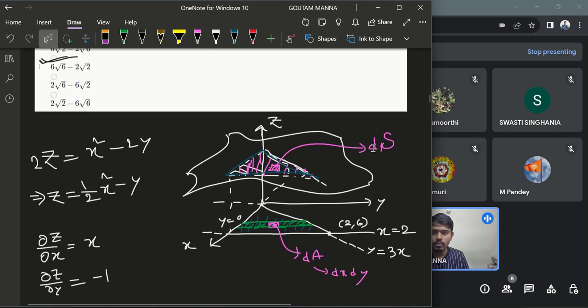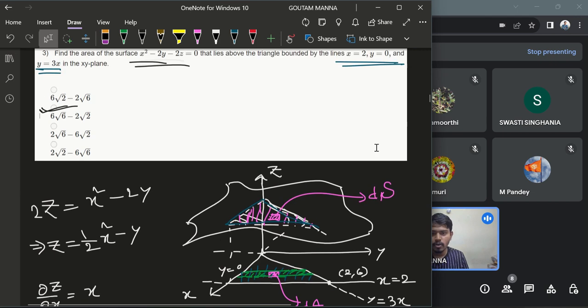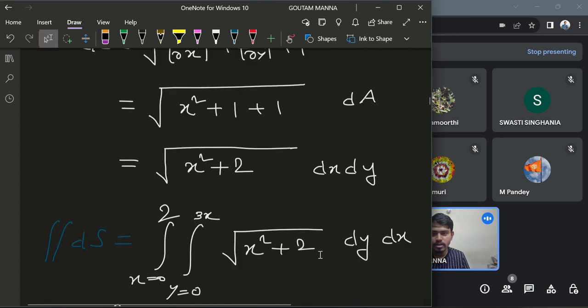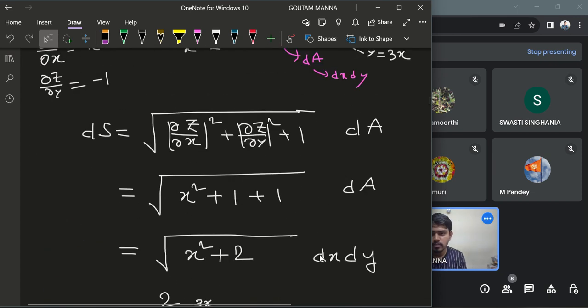So what we are doing here is we are not integrating in this curved region. We are projecting this integration somehow in this xy plane, and then we are integrating. And how this projection is done, that is by multiplying with this factor.